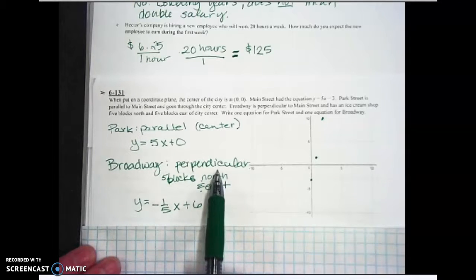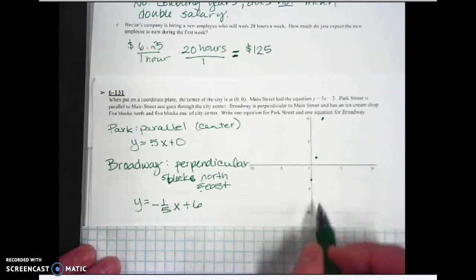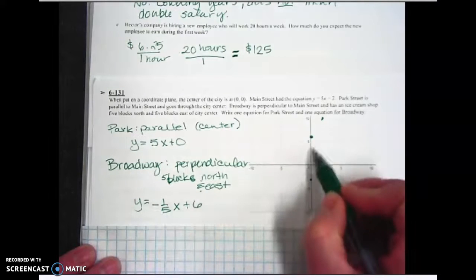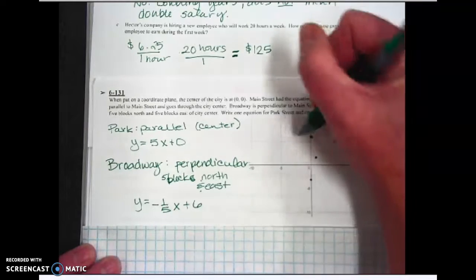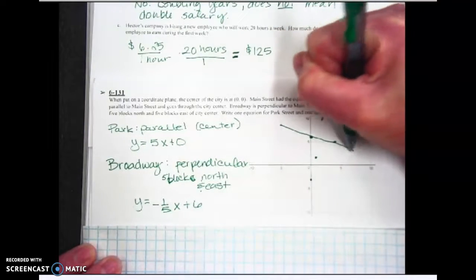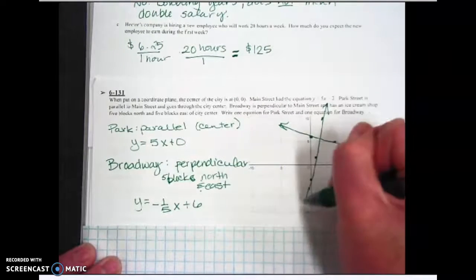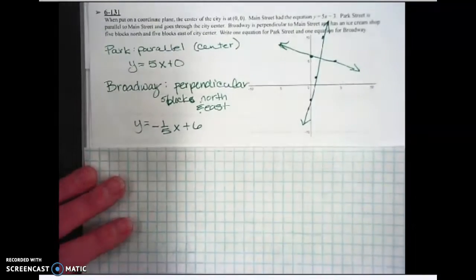Broadway, on the other hand, is going to be perpendicular. So I found what's called the negative reciprocal slope, and it's going to cross the y-axis at positive 6, which is right here. It's going to have a slope of down 1 over 1, 2, 3, 4, 5, and it's going to look like this. So they should be perpendicular. If you draw your lines with the ruler or the side of your student ID, you will get super straight lines.